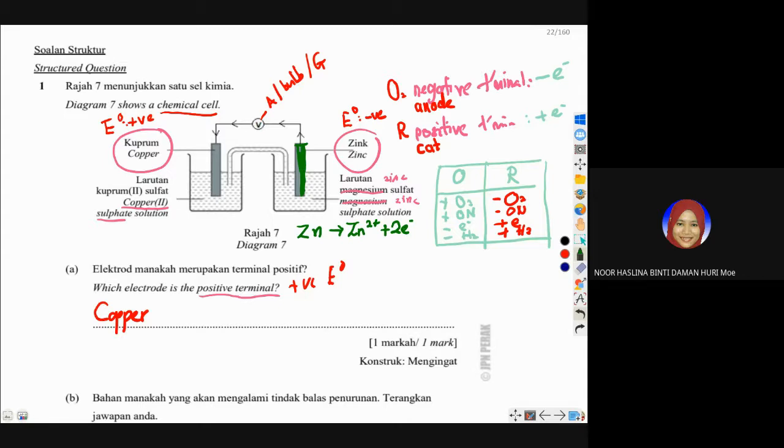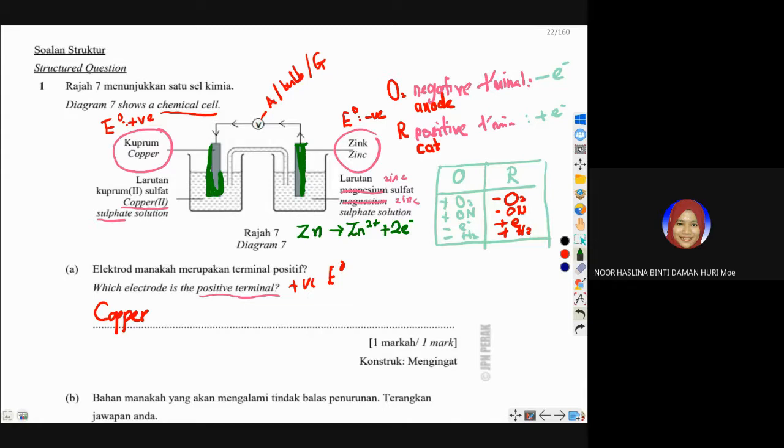Okay, what happened to the positive terminal? Positive terminal is the cathode. Okay, reduction. Nampak? Reduction, receive electron. So what happens at this copper? This copper will become more bigger. Akan bertambah besar. Okay, so you can become thicker. Okay, this one become thinner. Okay, zinc become thinner, but for the copper electrode, it will become thicker, tebal.